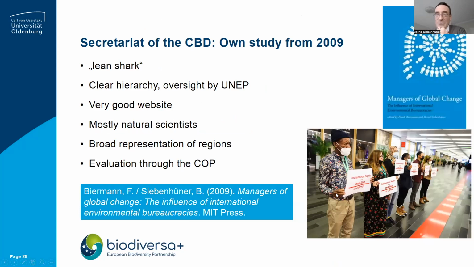So in this study that we did, we found the secretariat, in comparison to others, to be what we call a lean shark. So it's quite lean, so relatively small. For instance, the UN Environment Program has 900 up to 1,000 staff members, and so that's relatively small with 110 staff members, but it's quite effective because it prepares the decisions and has quite a good reputation with member states.